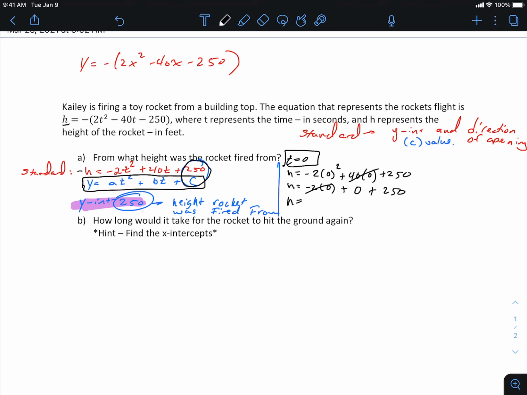Negative 2 times 0 is also 0. So you have two zeros, so h equals 250. Right? We say initial values, or the initial time, h equals 250 feet. So we know that the rocket got fired from 250 feet in the air. Is everybody okay?